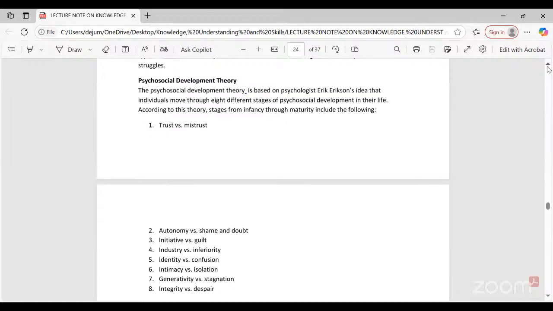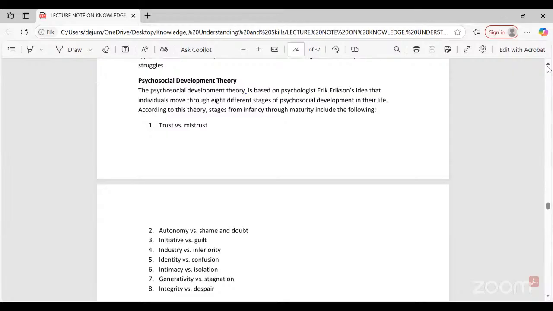Now, this particular theory, psychosocial development theory, talks about the development of human beings from infancy to adulthood. According to Erik Erikson, he called it the 8 ages of man. If you look at these 8 stages, each is a word and its opposite. For example, trust and mistrust; autonomy, shame and doubt; initiative and guilt. If you look at the whole 8, they are word and opposite.